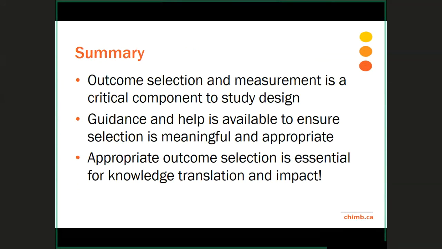And just the last point, I think for the 5th time, outcome selection is important. We need to be able to reproduce these studies for them to have impact. So, we can't reproduce what we don't know. So just be very clear when you're writing up your studies and provide us with as much detail as possible.